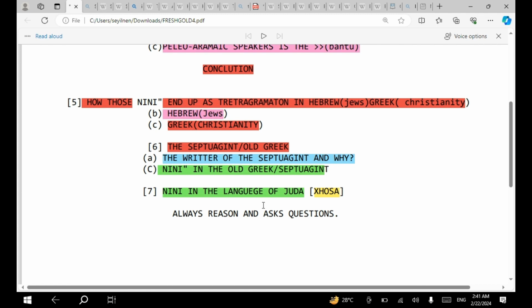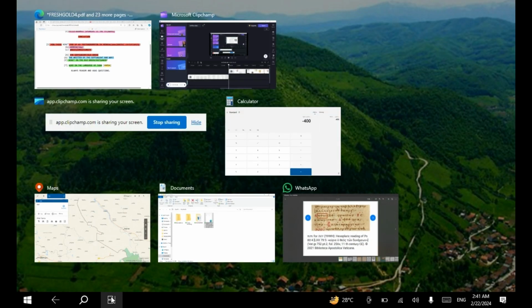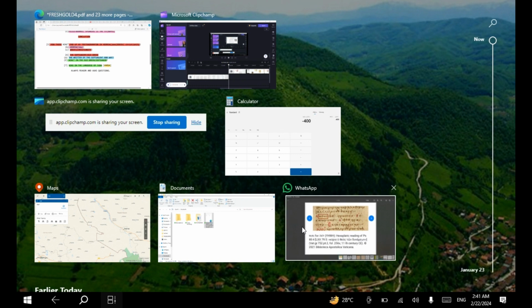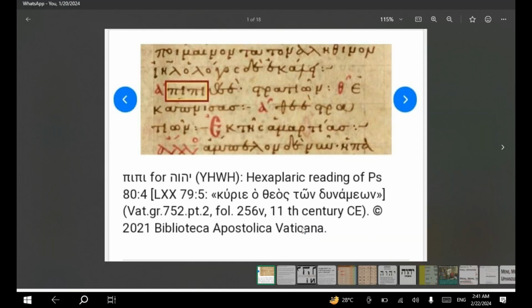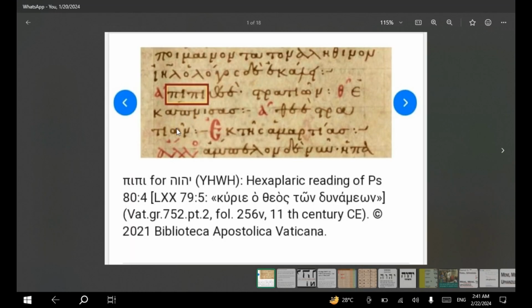Right? Let's look at Nini in Ezekosa. You can see the Nini over here. Nini, you see this Yahweh. This H is this one, which Lucifer reduced, made it this one. Right? You see it?